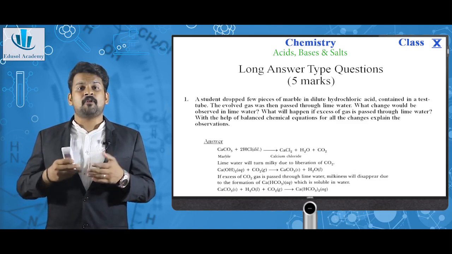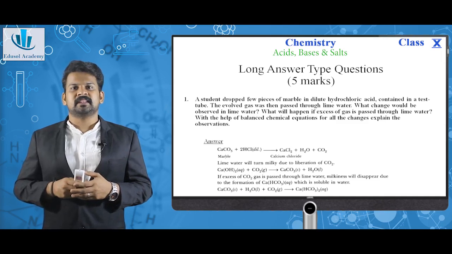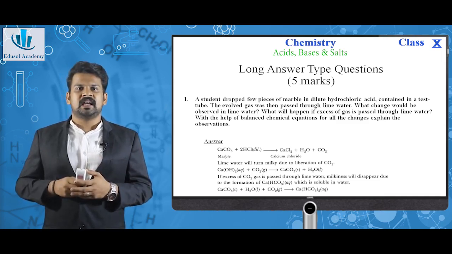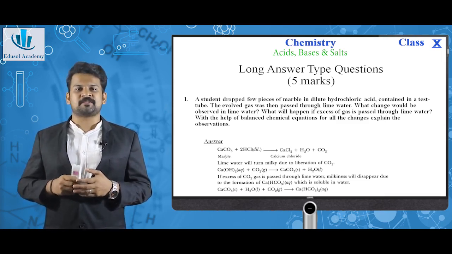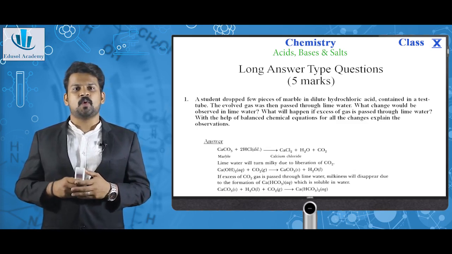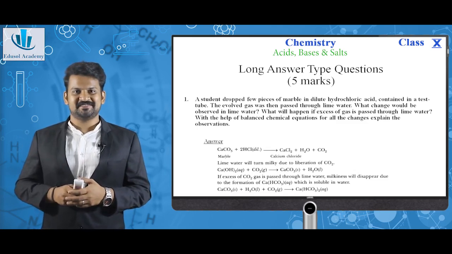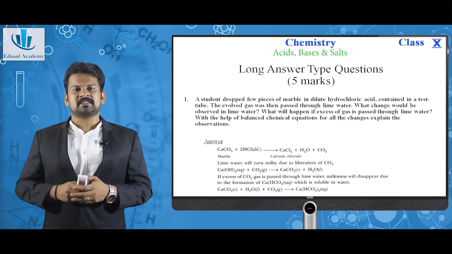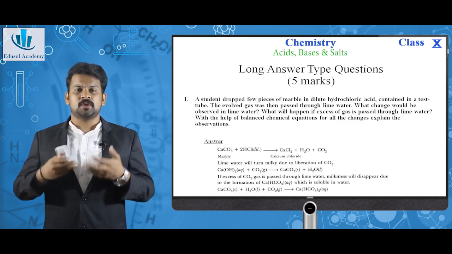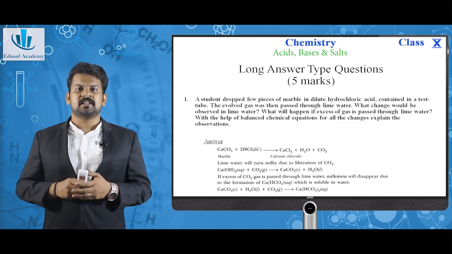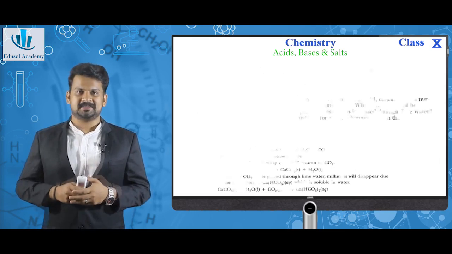If excess of the evolved gas, which means CO2, is passed through lime water, the milkiness will disappear and the formation of calcium hydrogen carbonate, which is soluble in water, takes place. CaCO3 plus H2O plus CO2 gives Ca(HCO3)2, as you can see in the equation. So passing CO2 through lime water makes the lime water milky, but passing excess of CO2 makes the solution clear, like calcium hydrogen carbonate soluble in the water.